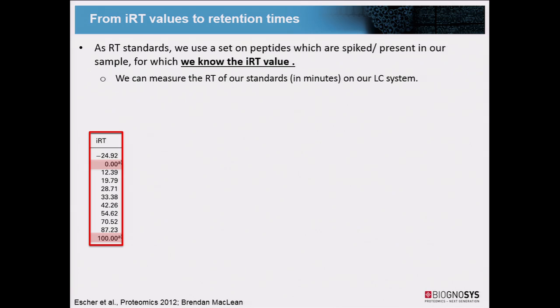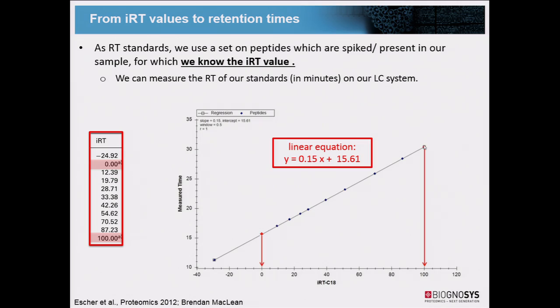So we have a set of IRT values, and we said the first step is that we need to know the IRT values of these standard peptides. In this case, it's provided, so we don't need to do anything. We just take the table. Now we're going to measure the retention time of our standards on the LC system. On the x-axis we have the IRT value, so that's these values, now transposed on the x-axis. And on the y-axis we have the measured time. What you see is that there's a linear relationship between these two, and for this linear relationship we can also derive a linear equation.